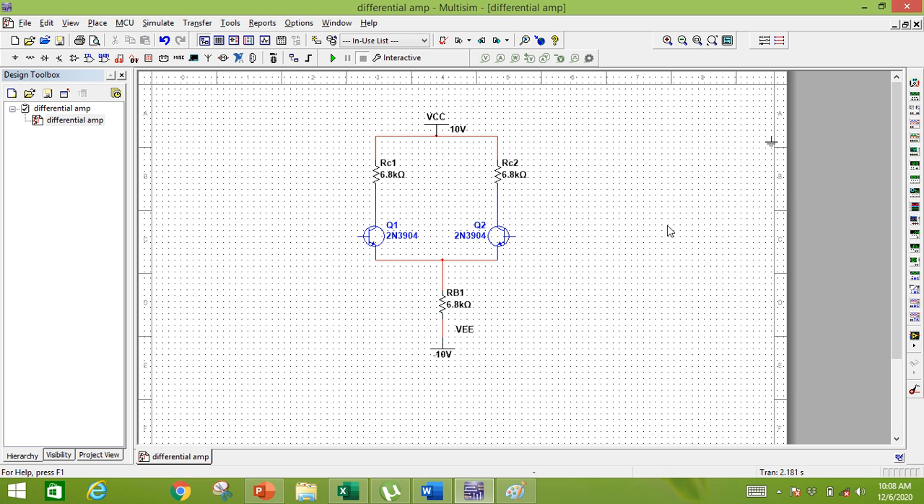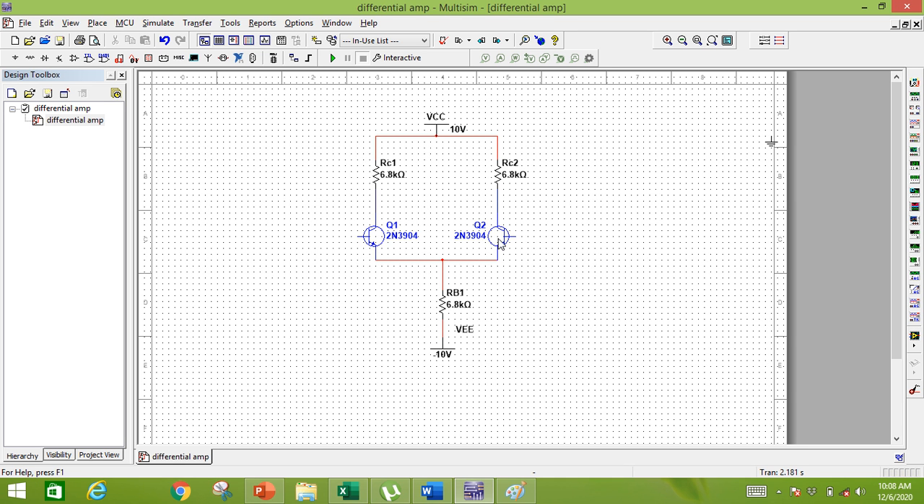So the differential amplifier is a special amplifier that amplifies only the difference in two input voltages. In this experiment, we will perform tests to determine the differential voltage gain, the common mode voltage gain, and the common mode rejection ratio. So this is our circuit diagram which represents the differential amplifier.